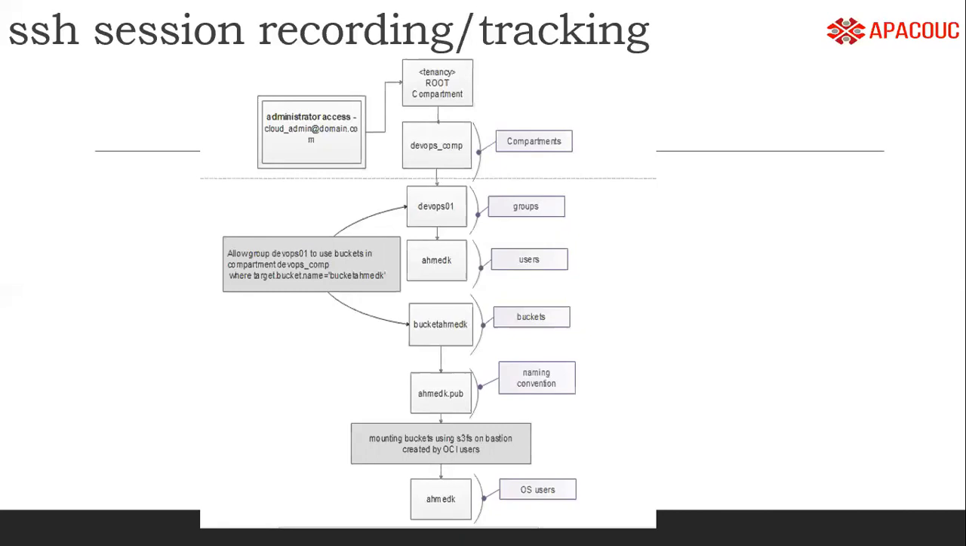Once the user Ahmed K logs in, he can upload his public key. This public key was mounted using S3FS on the Bastion server. Once we had the public key present on the Bastion server, we could further create OS users accordingly. We were following a naming convention so that it was easy for us to create the OS-level users.